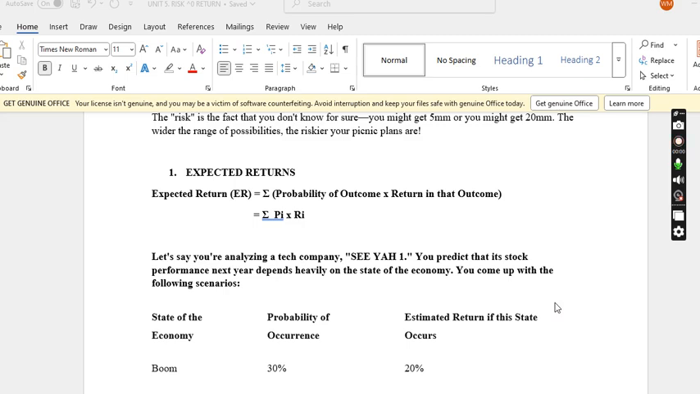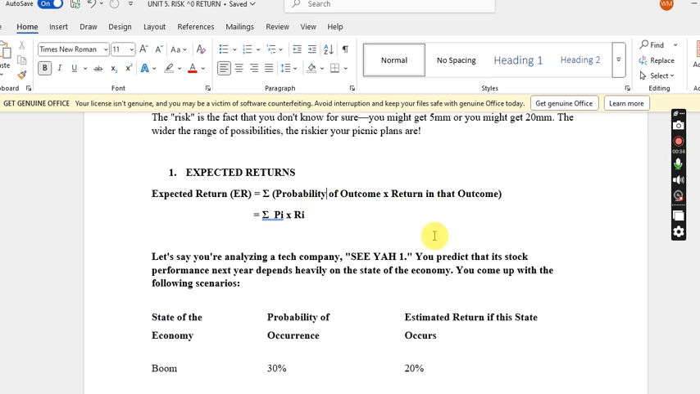To calculate expected returns, basically think of it like the average return. The formula is the probability of the outcome multiplied by the return of that outcome. The reason we attach probabilities is because we are not 100% certain what returns we can expect in the future. So we can just assume probabilities or get probabilities from past data.